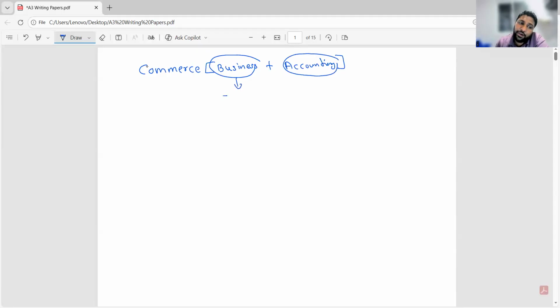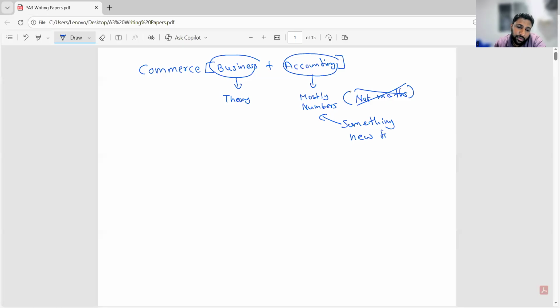Business is into theory. Accounting is mostly numbers. When we say numbers, don't think it is maths. Maths is something else. This is not maths. This is something new for you guys.